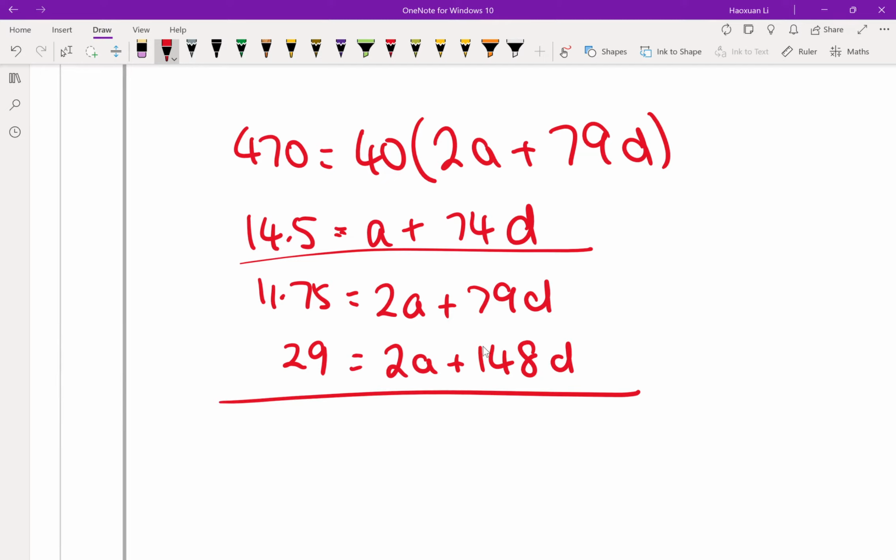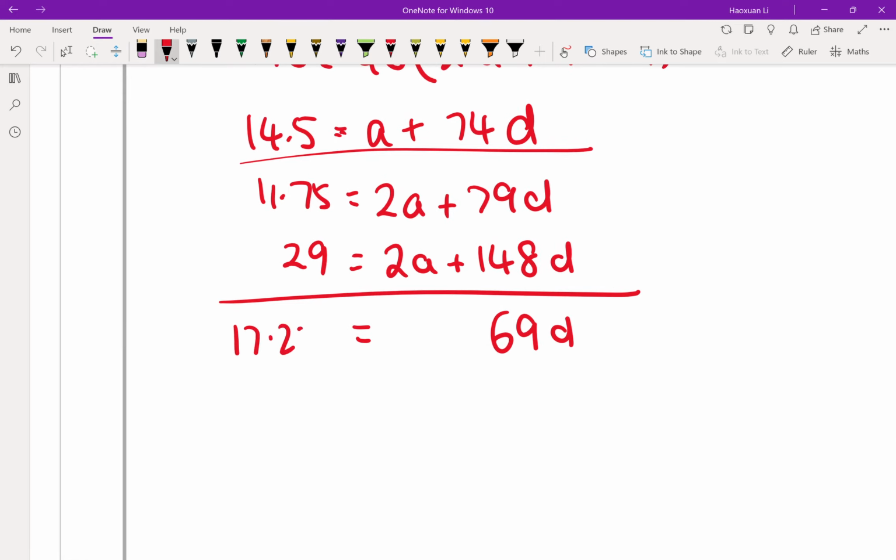So if you subtract 148 by 79, you can get 69d equals 17.25, and you can get d as 0.25.